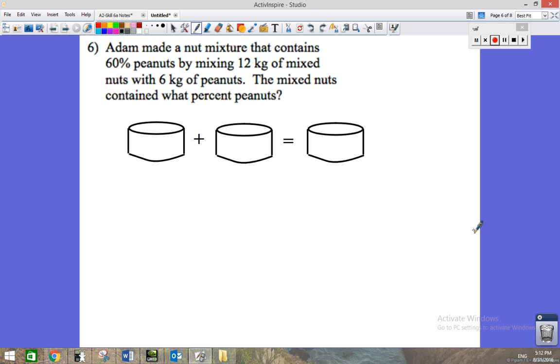All right, let's take a look at number 6. Adam made a mixture that contains 60% peanuts. Here's the mixture that he made. How did he make it? 12 kilograms with 6 kilograms.